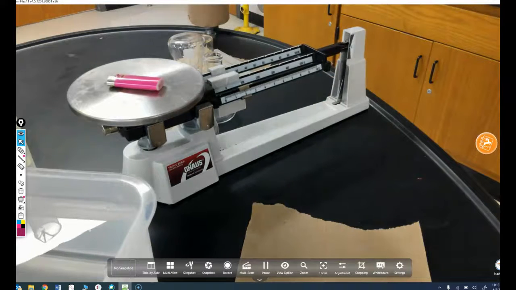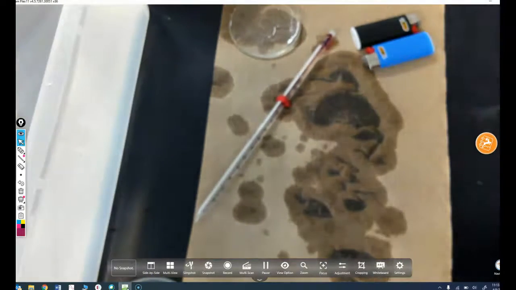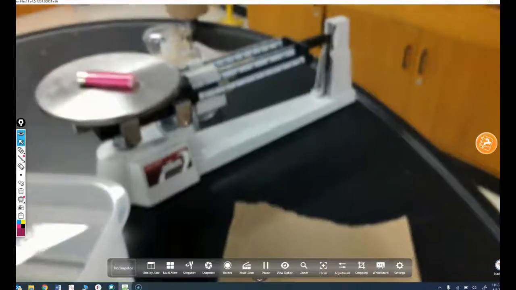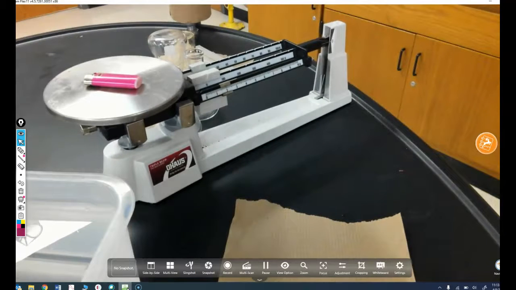This is going to be an example of the first data that you need to record, and this is going to be under mass of the lighter before the experiment. So if we are talking about the data that you need to record, this is going to be the first data point, the mass of the lighter before the experiment. So let's go ahead and record that as 11.90. Mass of the lighter before the experiment is 11.90 grams.